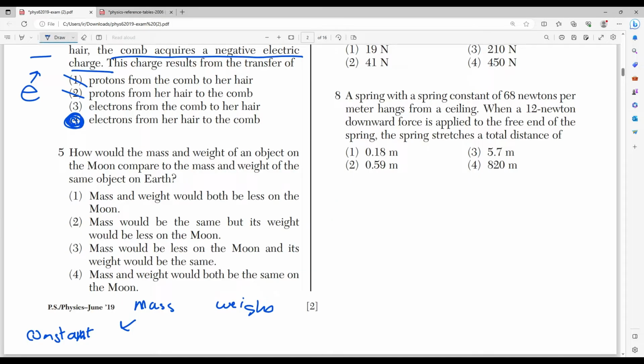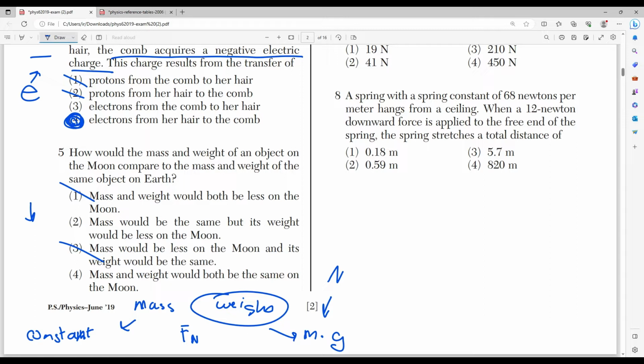So knowing that, I can automatically eliminate choices 1 and 3 because they say that mass is less. Mass is always constant. And number 2, now we're dealing with weight. Weight is not constant. Weight is determined by your mass times the force of gravity. That's all it is, and it's measured in newtons. Another symbol for weight is your normal force, or the force acting downwards. That is essentially the same as weight, and that's mass times gravity.